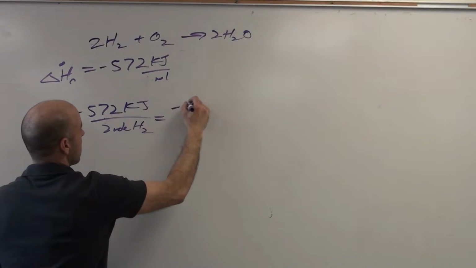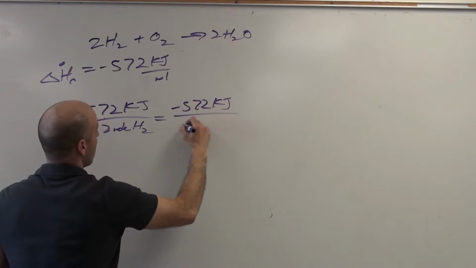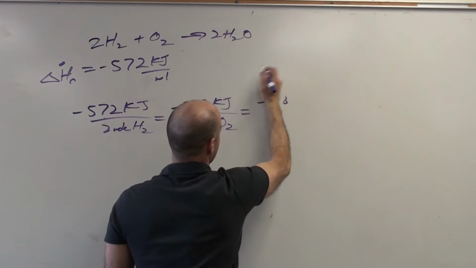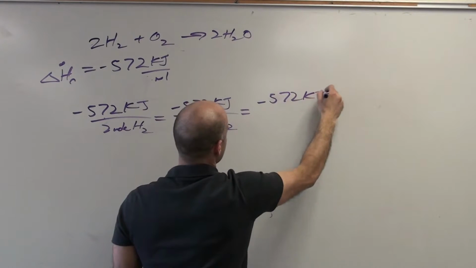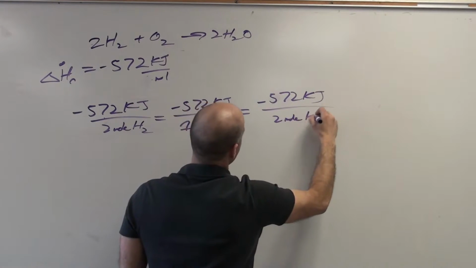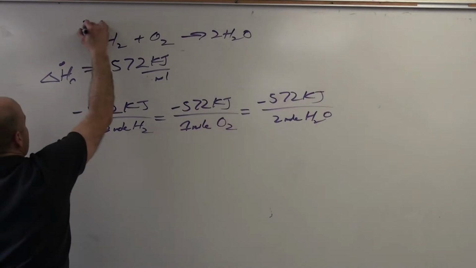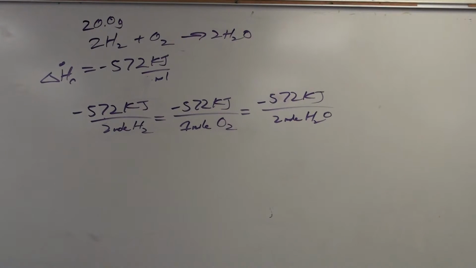And it's negative 572 kilojoules per 1 mole of oxygen. And it's negative 572 kilojoules for every 2 moles of water vapor. So if I were to give you a problem, how much energy is released by, let's just say, 20 grams of hydrogen? Well, they probably wouldn't give you a mass of hydrogen, they'd probably give you a pressure and a volume and have you calculate it with PV equals nRT.